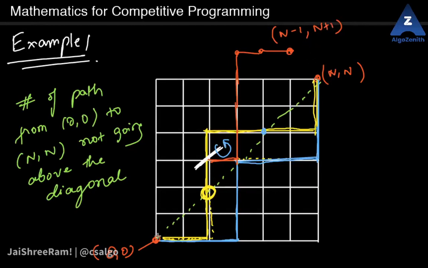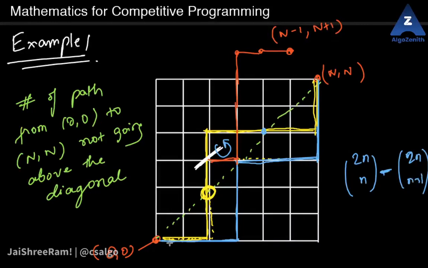The total number of paths in this n cross n grid that reach the n, n point from 0, 0 is exactly 2n choose n, right? And the number of paths that cross the diagonal has a 1-to-1 correspondence with the number of paths that reach this n minus 1, n plus 1 point, right? And that can be found by 2n choose n minus 1. Now why is this 2n choose n minus 1?